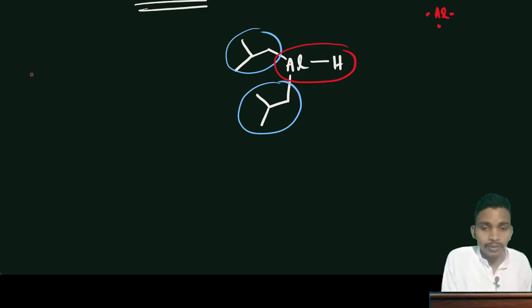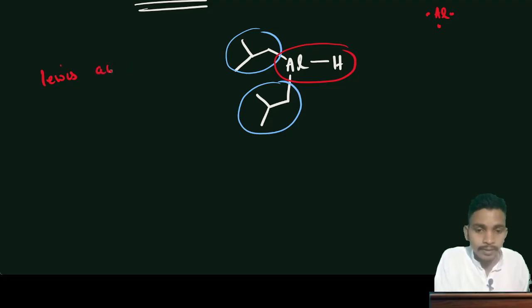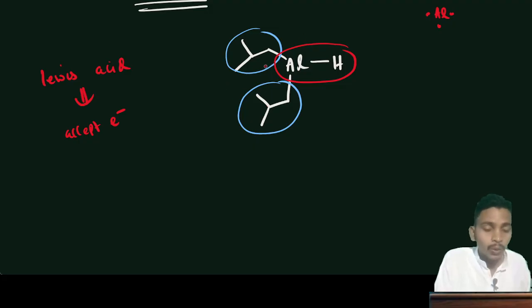We know that a Lewis acid accepts electrons. So this is also a Lewis acid because 2 electrons are needed to complete its octet. To get stabilized, it accepts electrons, which means this is also a Lewis acid.